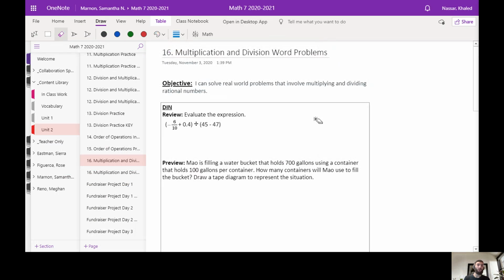So today we are going to be working on Unit 2, page 16, multiplication and division word problems. Throughout the previous weeks and days, we've been working on multiplication and division with rational numbers. Now we're just going to take a deeper dive into it and try to do our objective, which is I can solve real world problems that involve multiplying and dividing rational numbers.